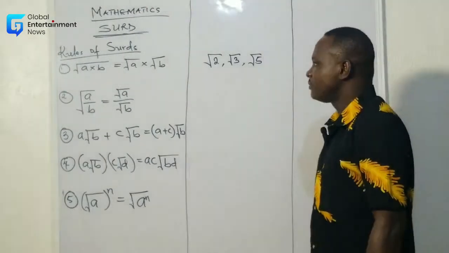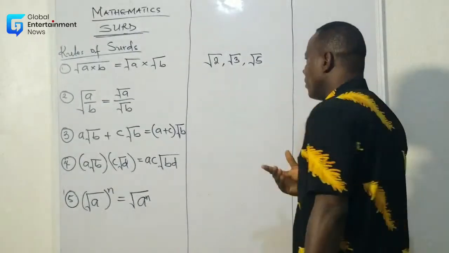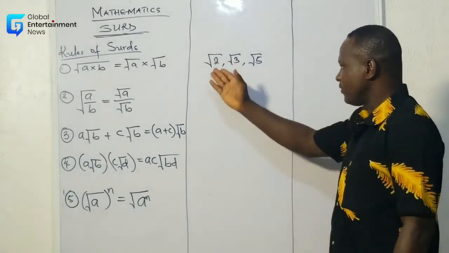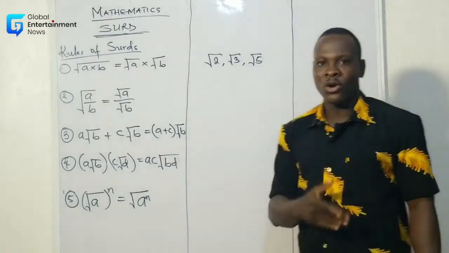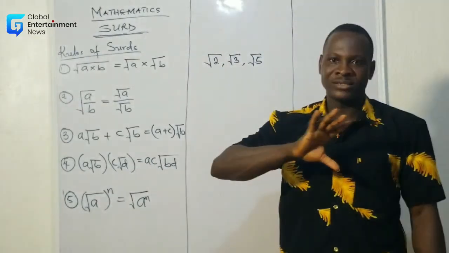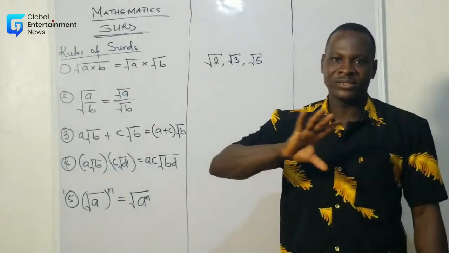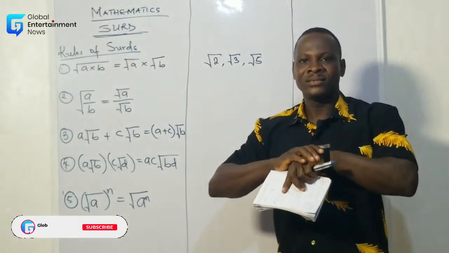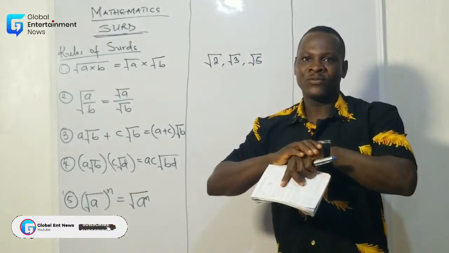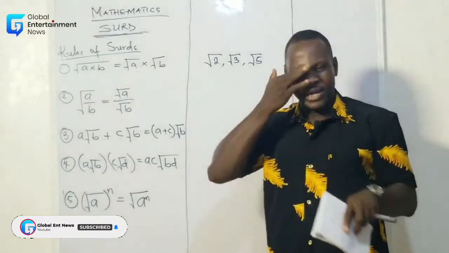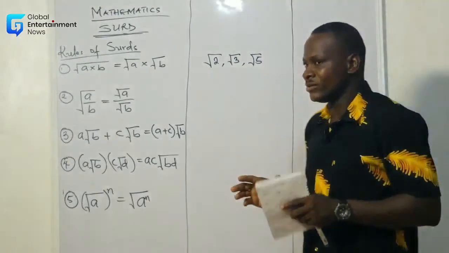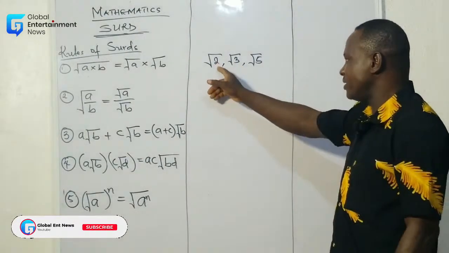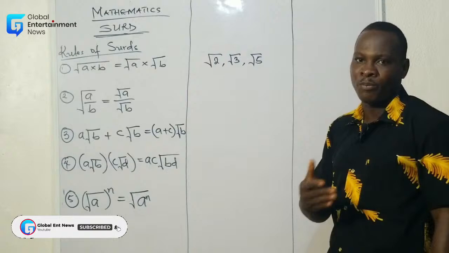Now, I'm going to give you some instances. But before that, I've defined surds and given you examples. Surds are irrational numbers, and irrational numbers cannot be further simplified. If we try to simplify them, we are going to get decimal values, like 1 point something.